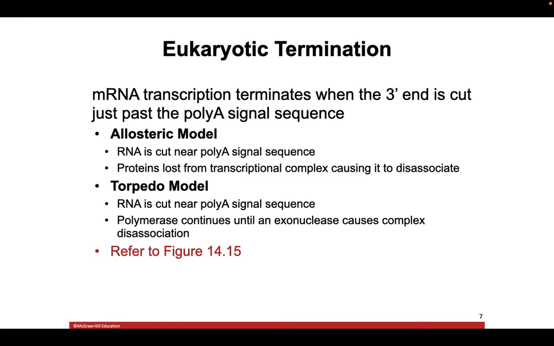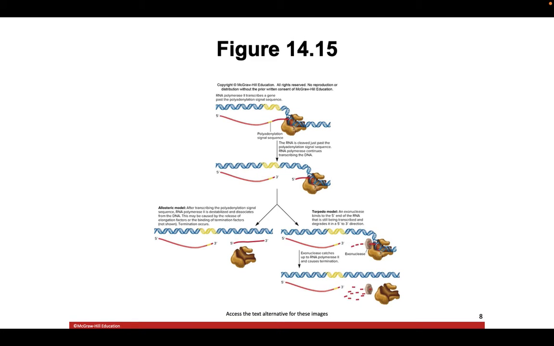Then eukaryotic termination is different as well. In eukaryotes, we put what's called a poly-A tail on the end of every mRNA. That helps us know when to stop transcription. So there's two models, the allosteric model and the torpedo model. So there's no Rho protein like we had in prokaryotes. So this figure shows RNA polymerase goes along, and then it comes to this yellow region, which is the polyadenylation signal telling it to stop transcription.